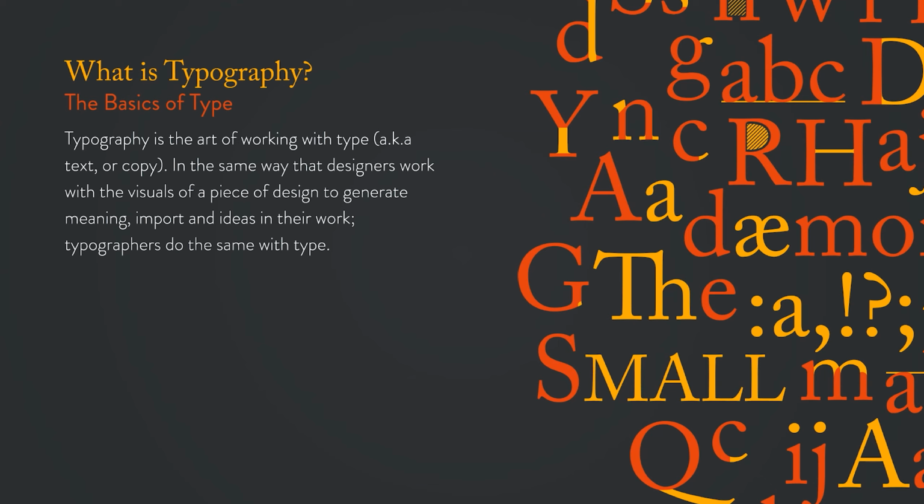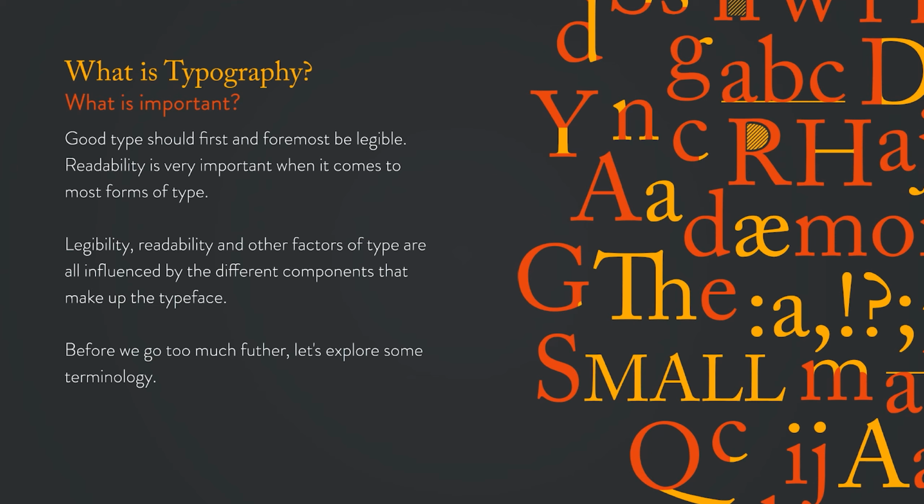So in the same way that designers would work with the visuals of a piece, it might be the images, the illustrations, typographers work with the text. They imbue their designs with meaning and import and ideas to connote certain ideas about the type, the text that they're making. How is this done and what is important about that?